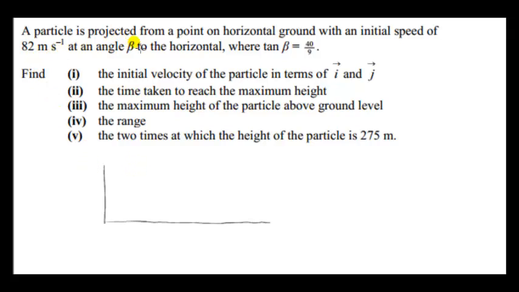A particle is projected from a point on horizontal ground with an initial speed of 82 meters per second at an angle beta to the horizontal. So here is the initial velocity vector. Its magnitude is 82. Angle is beta. As soon as the particle leaves the launch pad, it follows a parabolic trajectory.